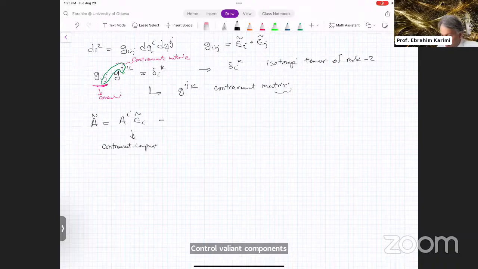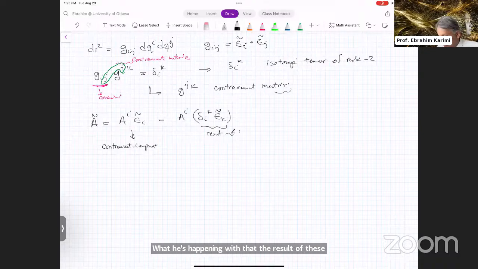Then we can write it as A^I, for example, delta of IK, epsilon K. What is happening with that? The result of this is epsilon I, because if you sum over the dummy index of K, the result of this will be epsilon I. I think you agree with me.